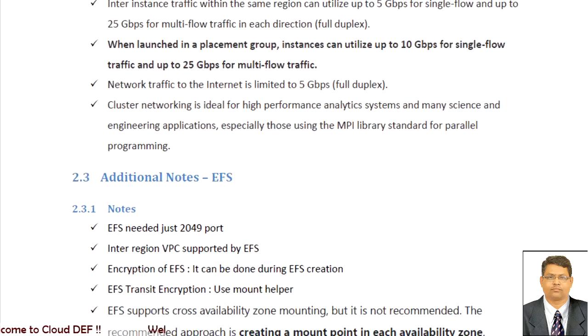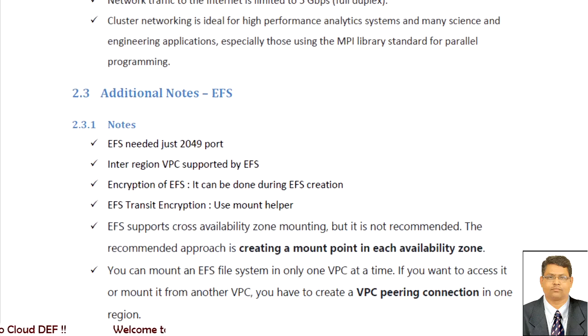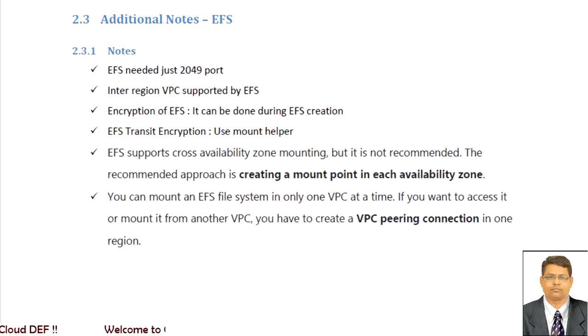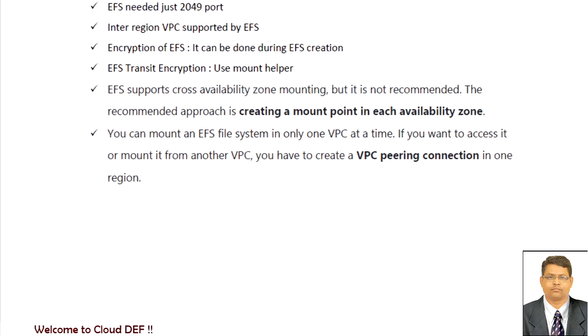Cluster networking is ideal for high-performance analytics systems and many science and engineering applications, especially those using the MPI library standard for parallel programming. 2.3 Additional notes: EFS. 2.3.1 Notes. EFS needs just port 2049. Inter-region VPC is supported by EFS. Encryption of EFS can be done during EFS creation.